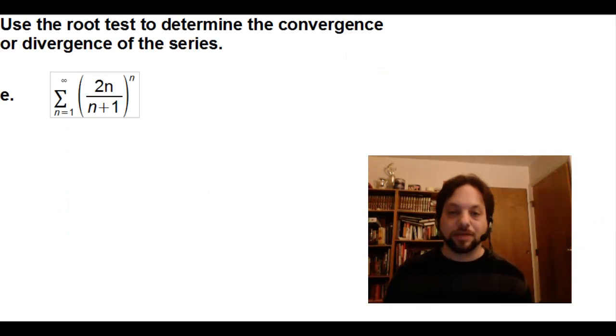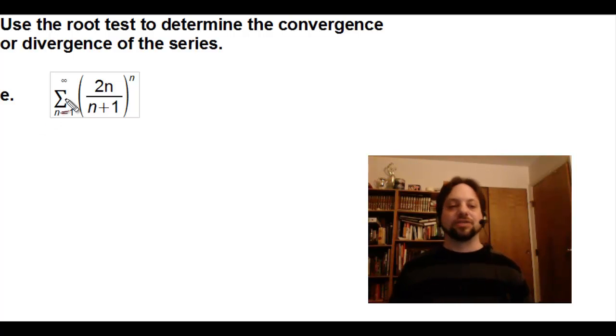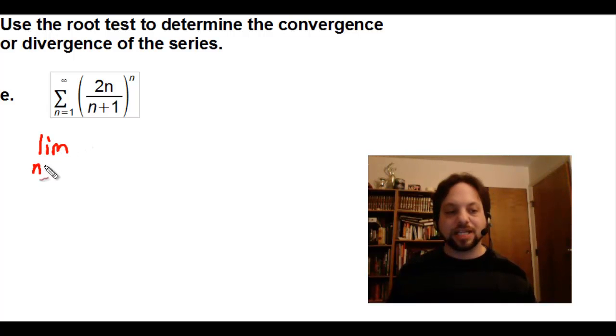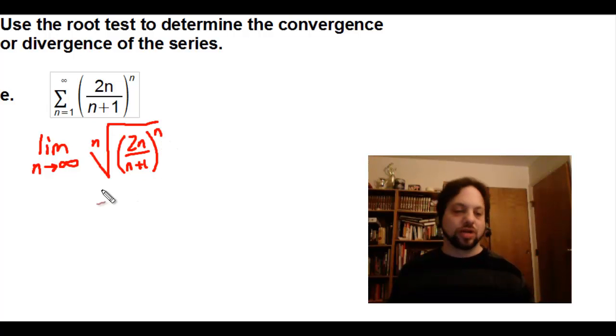For our first example of a root test problem, we're going to go ahead and take a look at this series that I've presented you right here. And all we're simply going to do, just like with the ratio test, is take the limit as n approaches infinity, although for the root test we're going to do the nth root of the current term, which in this case is essentially just rewriting the term here. So it'll look like that.